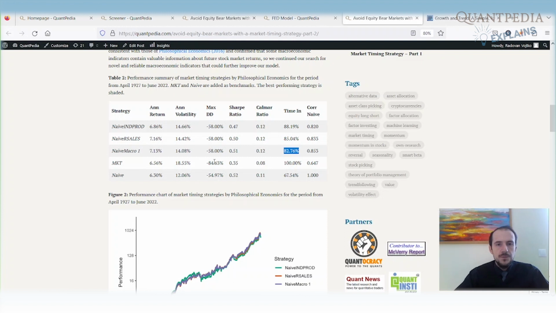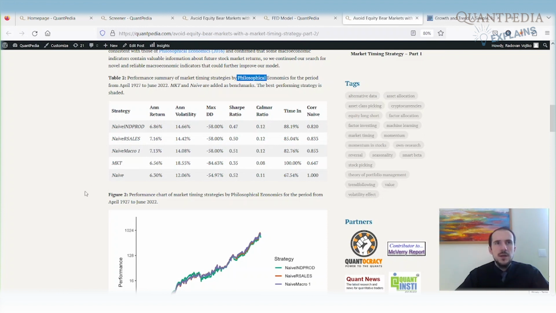The risk is not higher. We have a maximal drawdown higher only by 3%, a little higher volatility, but it translates into a better Calmar ratio and a Sharpe ratio that's nearly the same. So that's how the Philosophical Economics strategy works.